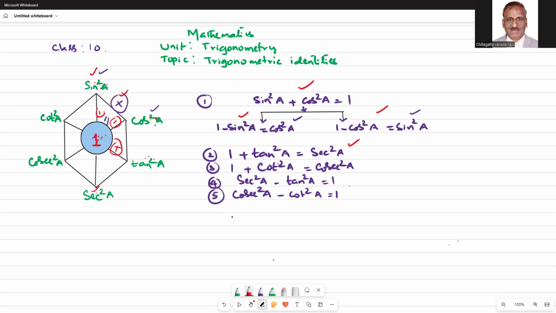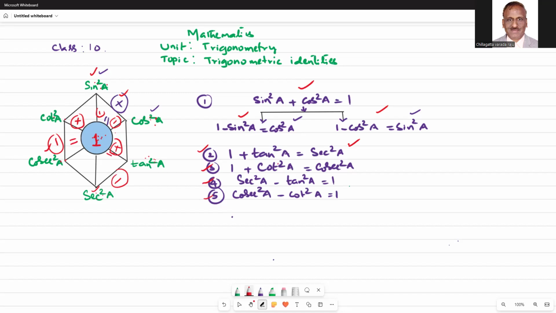And then 1 plus cot square a is equal to cosecant square a. So we have completed the second and third also. Secant square a minus tan square a is equal to 1. Similarly, we have cosecant square a minus cot square a. Here it is minus. Cosecant square a minus cot square a is equal to 1. So the fourth and fifth identities are also completed.